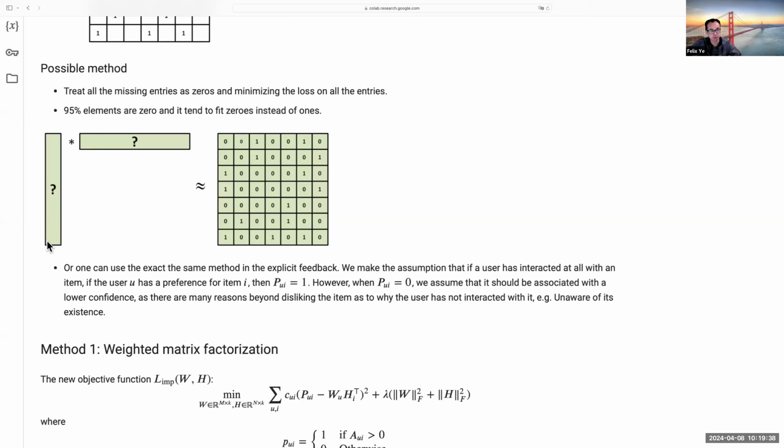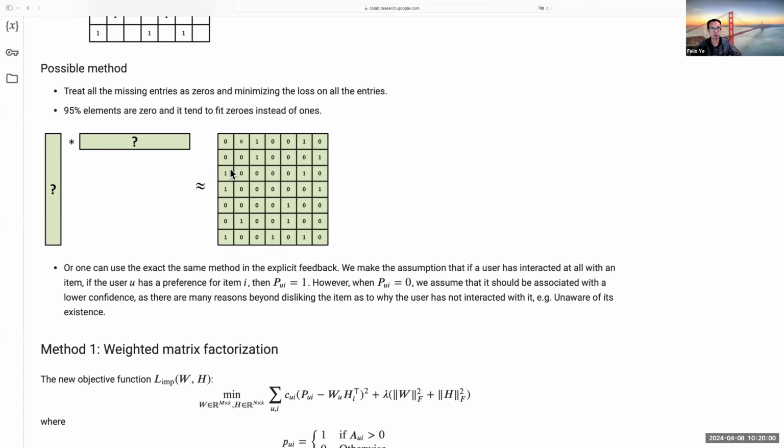then we do similar things like W dot H, right? But the issue is they are all 0s and 1s, because we only track whether they have interacted with that or not, right? So if they have some interactions, this will be 1. If they don't interact, it will be 0.